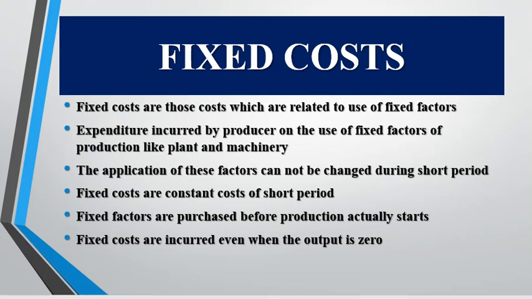So what is fixed cost? Fixed costs are those costs which are related to the use of fixed factors. The expenditure which is incurred by the producer on the use of fixed factors of production like plant and machinery, that is known as fixed cost. In the short period, we cannot change the fixed factors. So fixed costs are incurred even when the output is zero. Fixed factors are purchased before production actually starts. Before starting the production, we will be having plant and machinery. Fixed costs are constant costs of the short period.